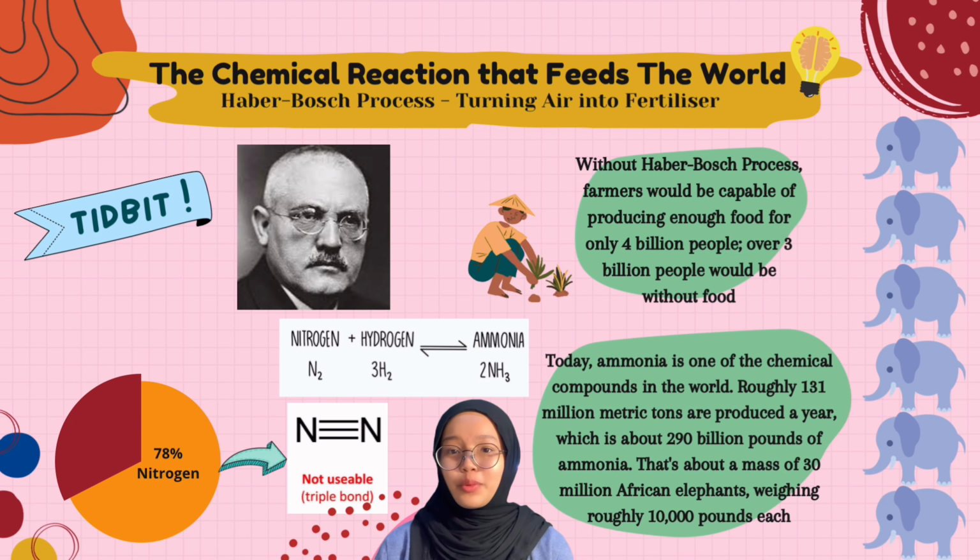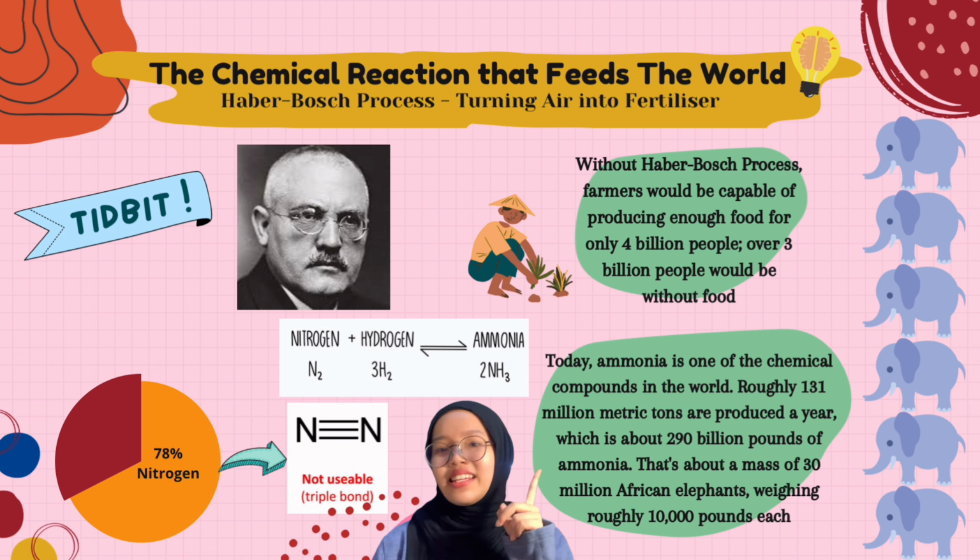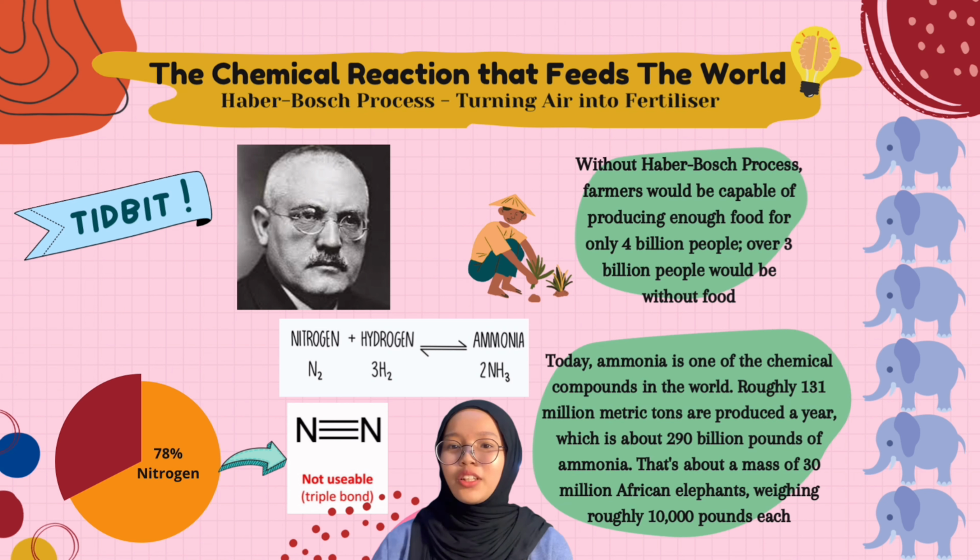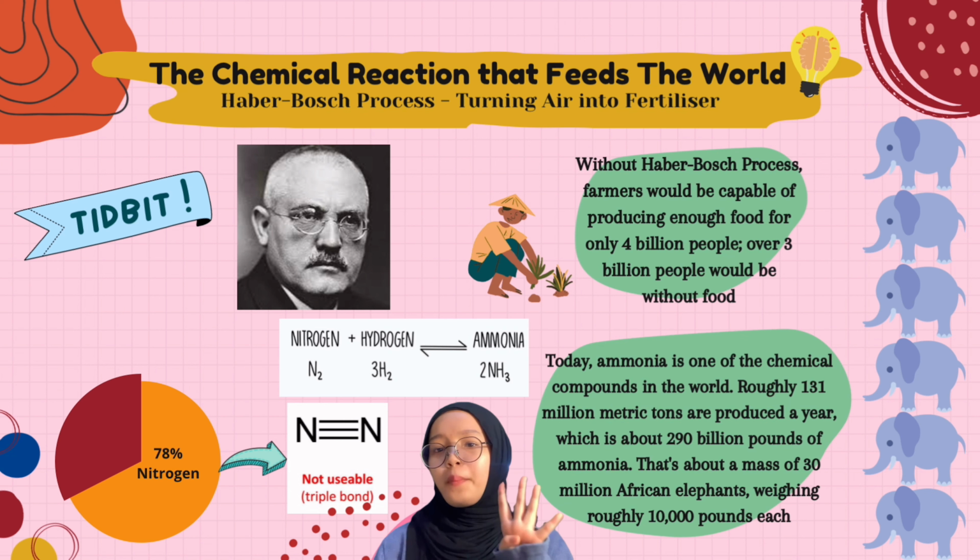What would you say is the most impressive discovery made in the past few centuries? Is it the computer, the car, electricity, or maybe the discovery of the atom? I would argue that it is this chemical reaction. One nitrogen gas molecule plus 3 hydrogen gas molecules gets you 2 ammonia gas molecules. This is the Haber process, a binding of nitrogen molecules in the air to hydrogen molecules, or turning air into fertilizer. Without this reaction, farmers would be capable of producing enough food for only 4 billion people.